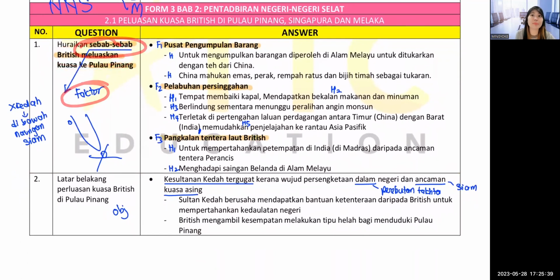Okay. So under this case, therefore, sebab, why do British want Penang? Faktor or sebab meluaskan kuasa ke Pulau Pinang, you must know. Because first factor is Penang can become a pusat pengumpulan barang to collect goods from Alam Melayu to be exchanged with Teh from China. Now, this is your first one. You can write down. I mean, in exam, your fakta already 1 mark. Then your huraian dari Alam Melayu untuk ditukar dengan teh dari China.